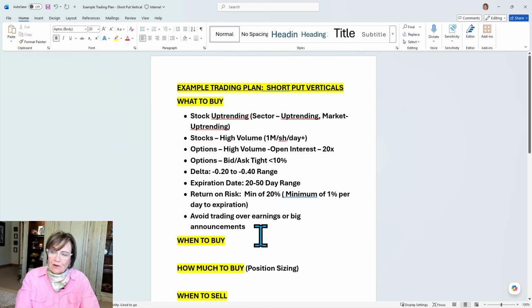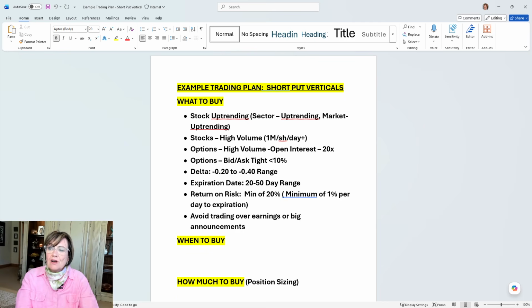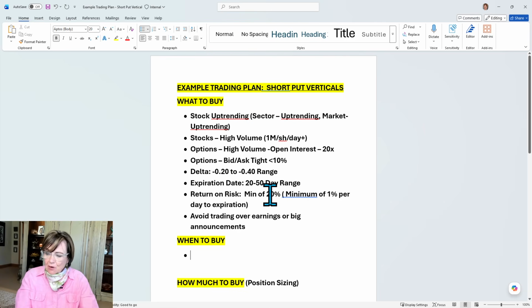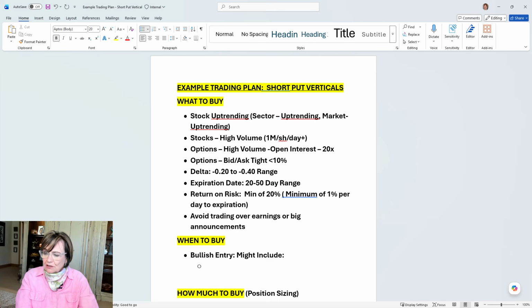Now, when are we going to trade this? And this is for the people that like technical analysis. This is a component of your trading plan. And you're saying, well, I'm looking for a bullish entry. And a bullish entry, this isn't an all-inclusive list, but you might say, I'm looking for something that is breaking out above a resistance line.